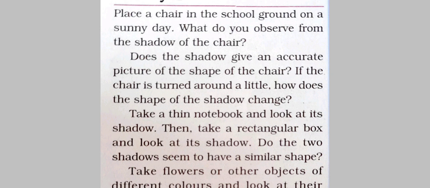Place a chair in the school ground on a sunny day. What do you observe from the shadow of the chair? Does the shadow give an accurate picture of the shape of the chair? If the chair is turned around a little, how does the shape of the shadow change? So, you know that when we want shadows, we require three things: a source of light, an opaque object to obstruct that source of light, and a screen.